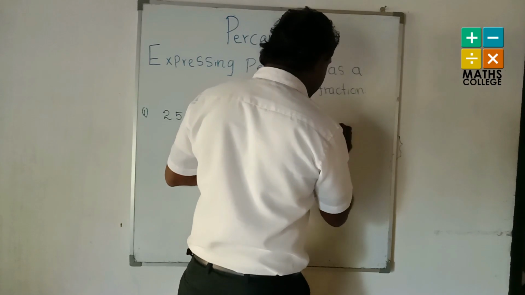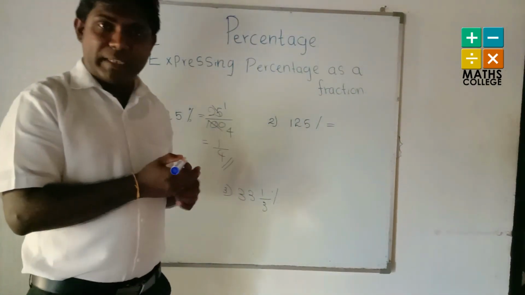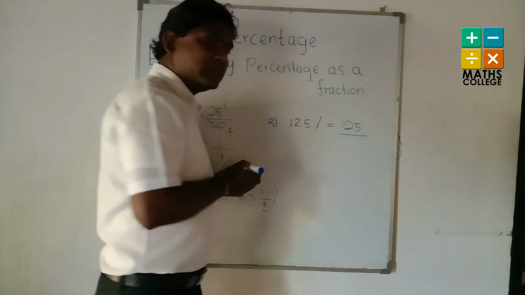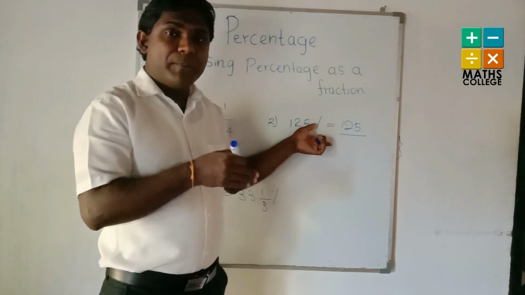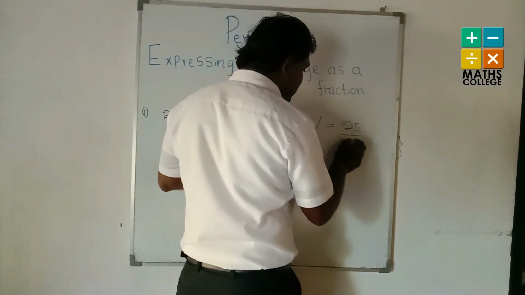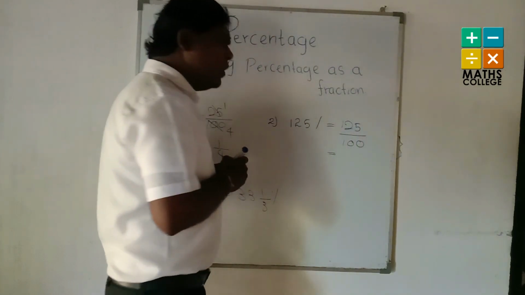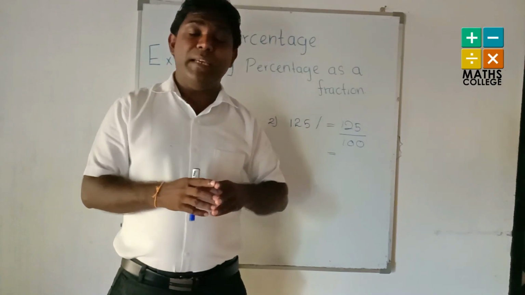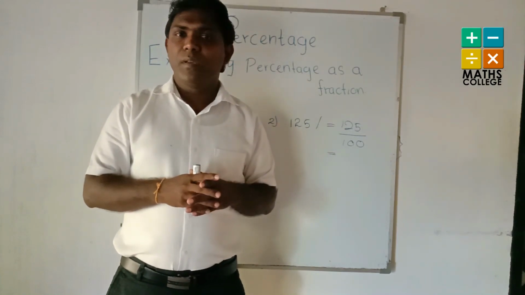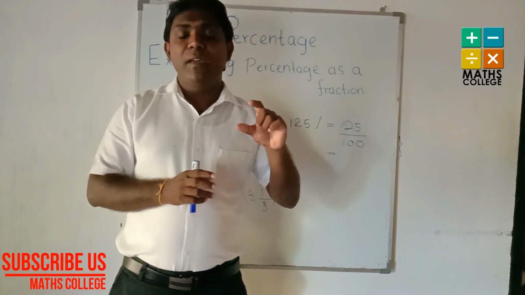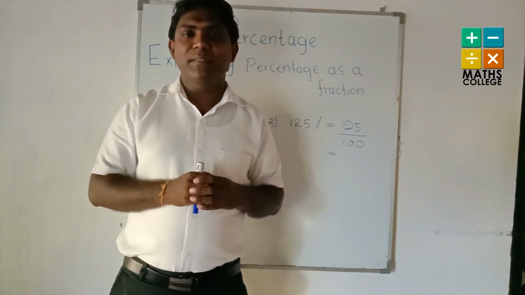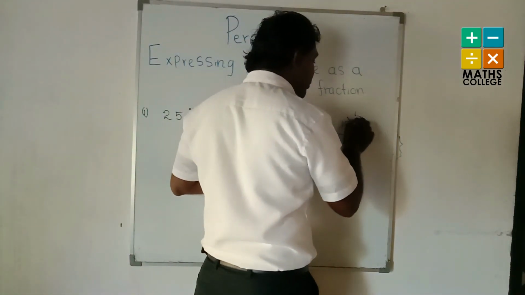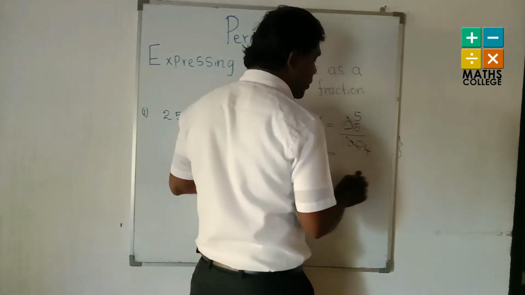Here, second example also like this. Numerator is 125. As a denominator, what is? This symbol meaning is 1 upon 100, because here 100. 125 and 100, both numerator and denominator have a common factor. What is? Both numbers divisible by 25. 125 has how many 25? 5 times 25, and 100 has 4.